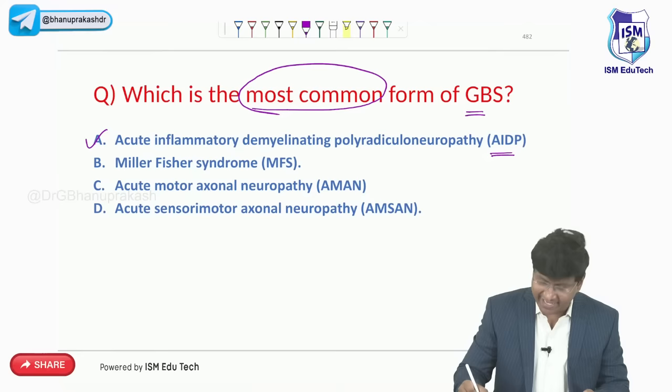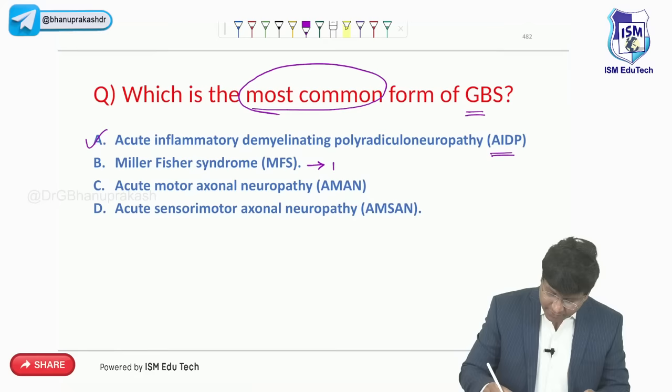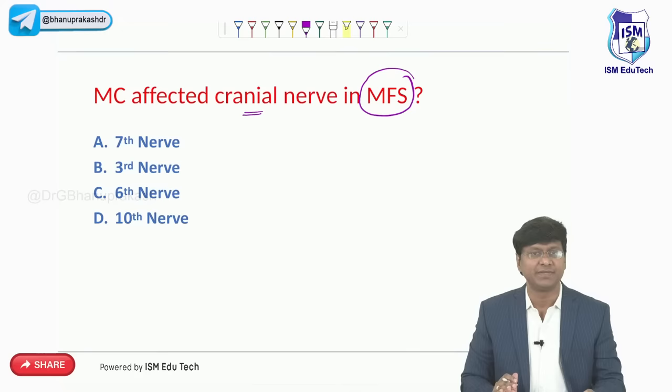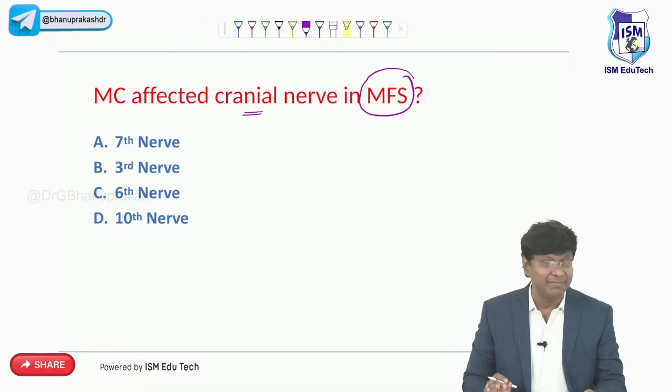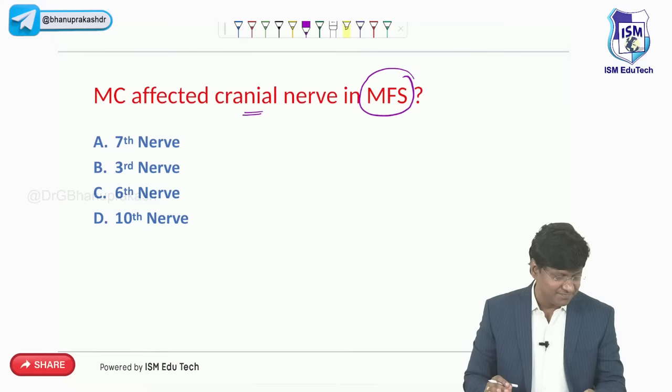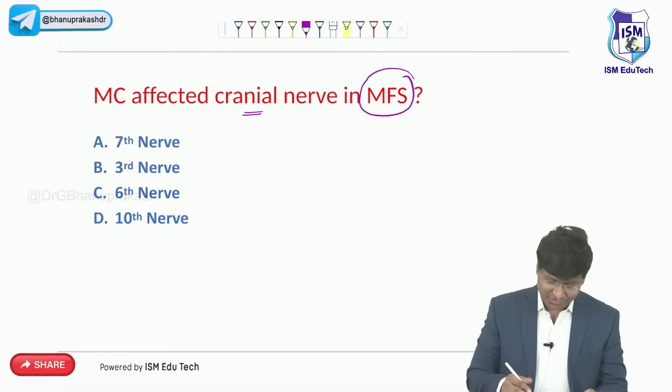And which is the rare form of your Guillain-Barré syndrome? It is the Miller-Fisher syndrome, which is a rare form. And you see this question. See the question properly. Most commonly affected cranial nerve in case of Miller-Fisher syndrome is 7th nerve, 3rd nerve, 6th nerve, 10th nerve. So which particular cranial nerve is affected in Miller-Fisher syndrome? So in Guillain-Barré syndrome, it is your 7th nerve. But in case of Miller-Fisher syndrome, it is your oculomotor nerve, which is the 3rd nerve.